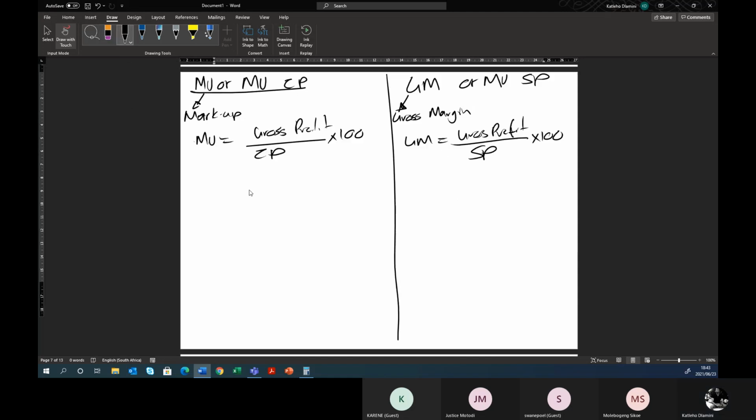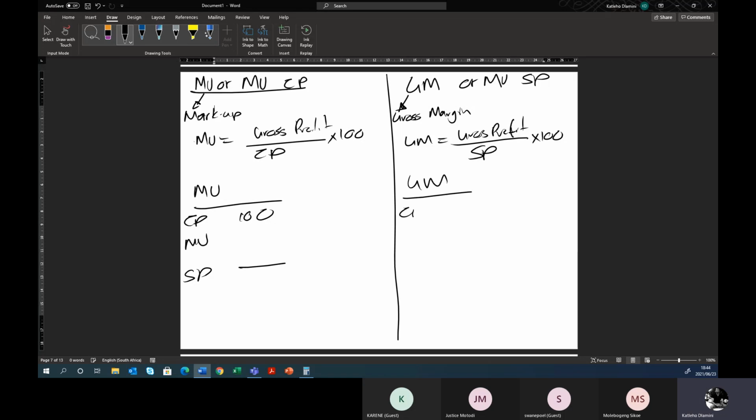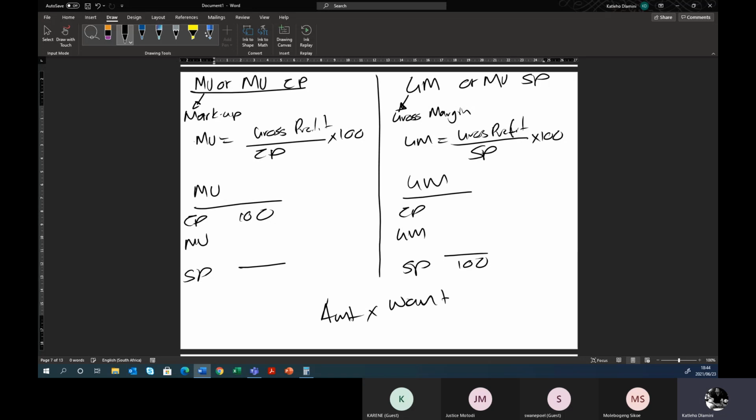Fine. So then when you build your tables, like I said, with markup, you have cost price 100%. Markup, selling price, right? And then you have gross margin, cost price, gross margin, selling price. Selling price, 100%, right? And then at the end, you have that beautiful formula at the bottom, amount multiplied by what you want over what you have. Okay, so that's markup. Fine.